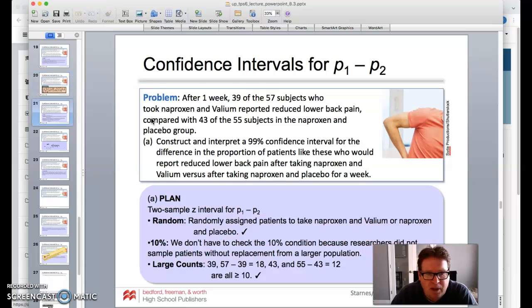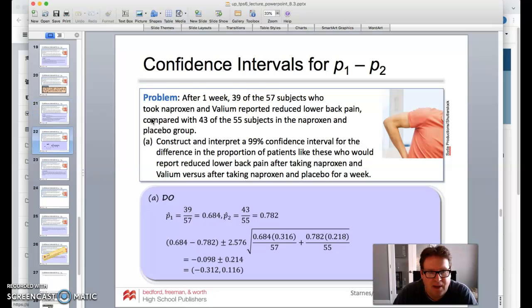Now our plan is to use the 2 sample z interval for the difference of the true proportions. Now it is random. We randomly assign them. We don't really have to check the 10% because we did not sample patients without replacement from a larger population, so we're okay there. And then our large counts are all bigger than 10, so we're good to go on all that. Okay, so let's do the do part.